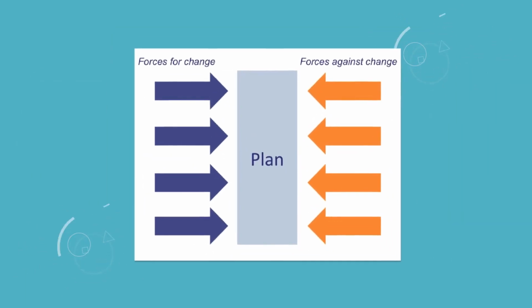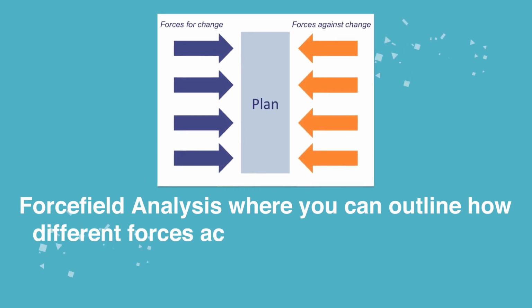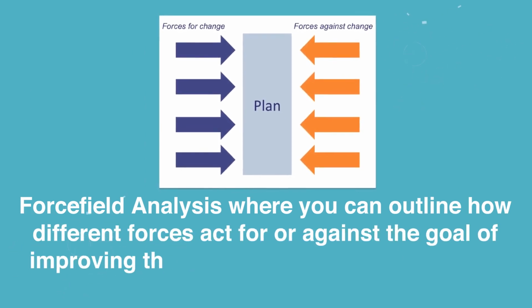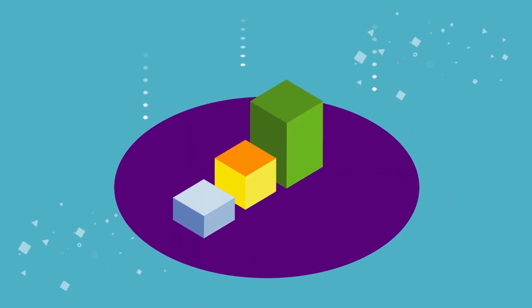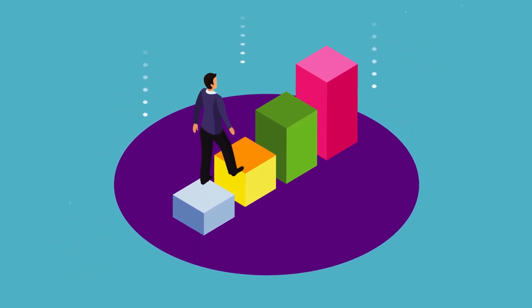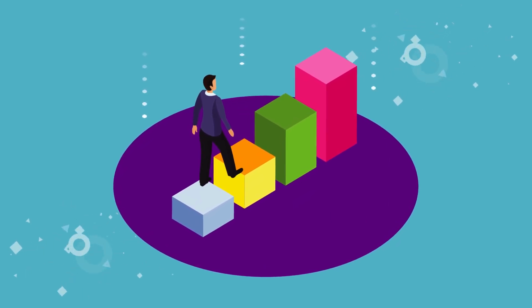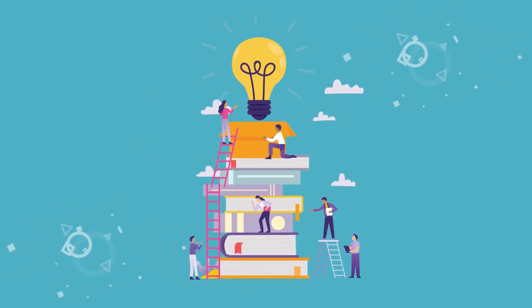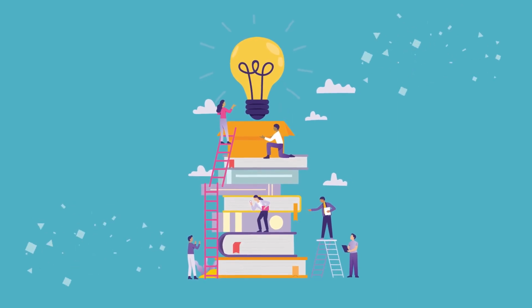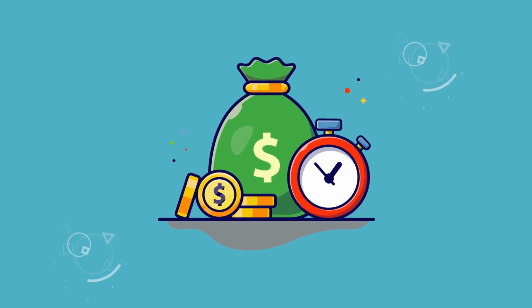Similarly, your data can be transposed into force field analysis, where you can outline how different forces act for or against the goal of improving the use of educational technology in your school. Using models like this will help you to show the big picture to your leadership team, so they will understand why and where investment or capacity will need to be increased. The aim is to provide as much clarity and information about current starting points so there are no surprises or sudden requests for investment of time or money along the way that could derail your plan.